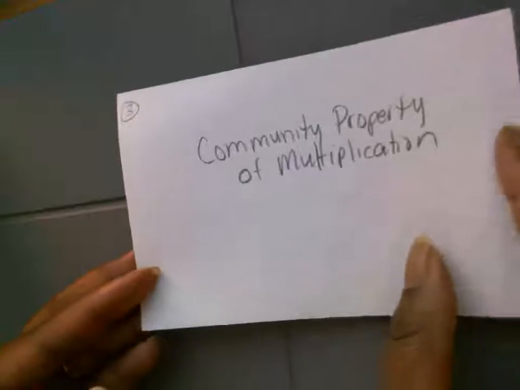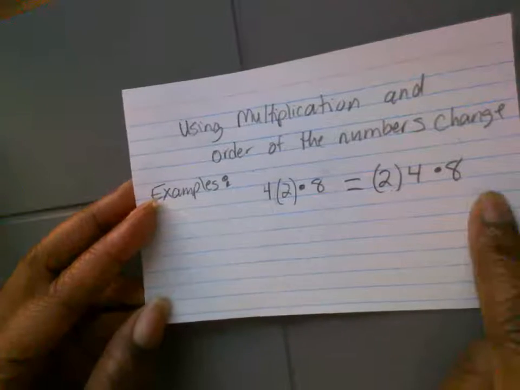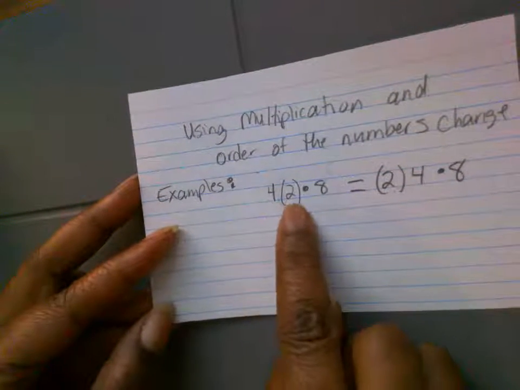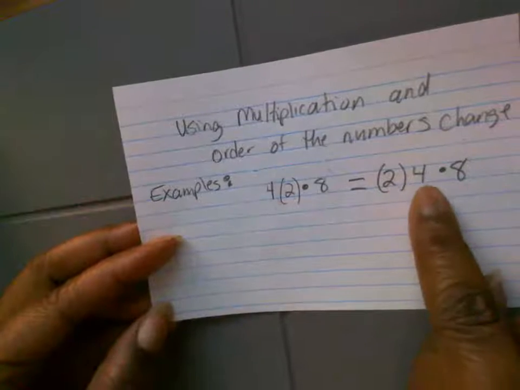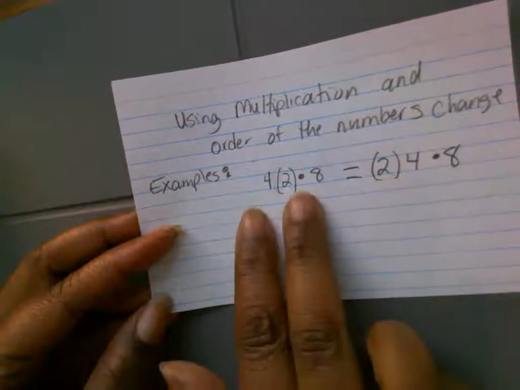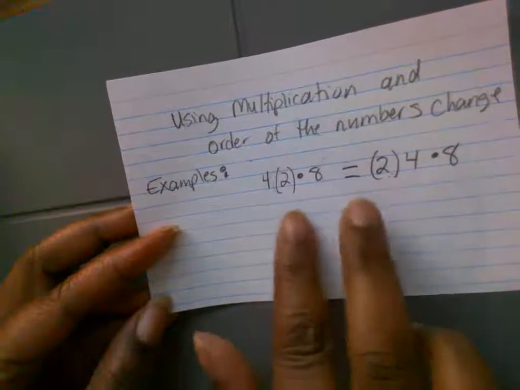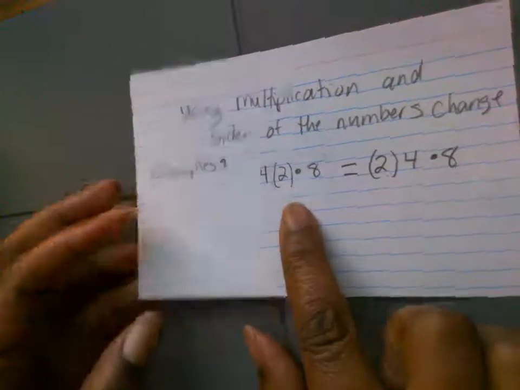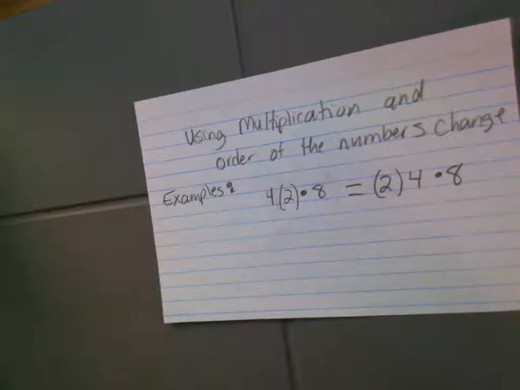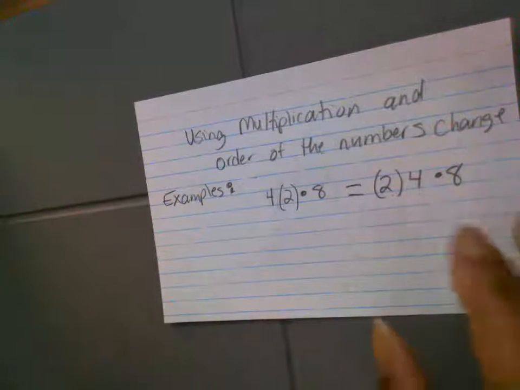The next one is commutative property of multiplication. You're using multiplication this time, and the order of the numbers is changing. Okay, so over here it's 4 times 2 times 8, but over here it's 2 times 4 times 8. Remember, the answer is going to be the same on both sides, no matter which number you're multiplying first. With multiplication, it doesn't matter about the order, the answer is still going to be the same. There's no such thing as commutative property of subtraction, and there's no such thing as commutative property of division. It's only multiplication and addition.